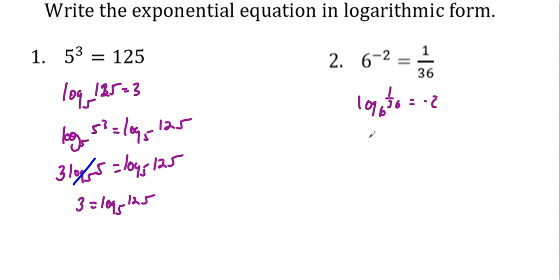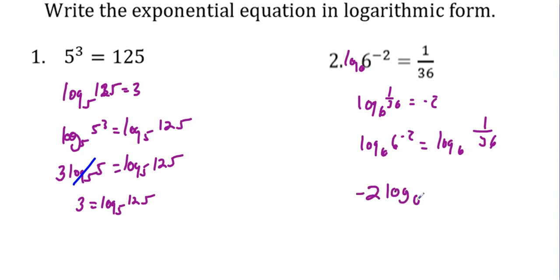And I could have taken the log of both sides. I could have done log base 6 over here and log base 6 over here. I'll run through that real quick. 6 to the negative 2 is equal to 1 over 36, so log base 6 of 6 to the negative 2 is equal to log base 6 of 1 over 36. Move that negative 2 to the front. Just like that, log base 6 of 6 is going to be 1, and that cancels out, so I have negative 2 is equal to log base 6 of 1 over 36.